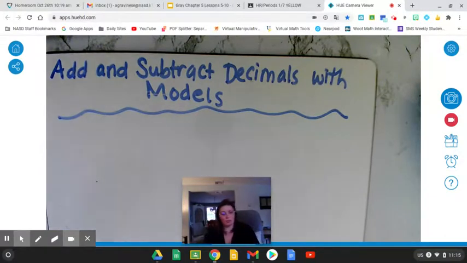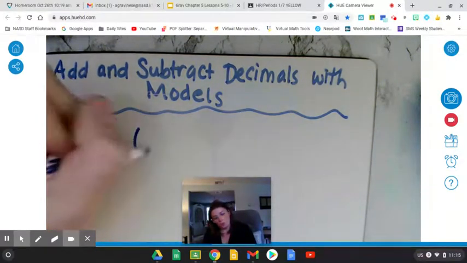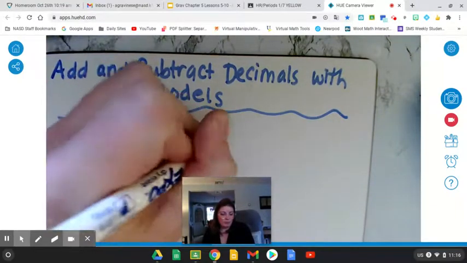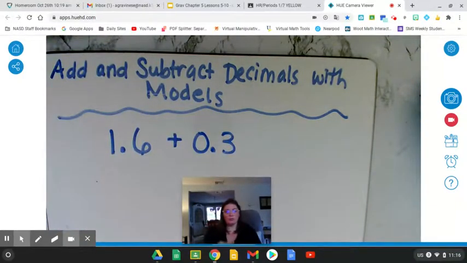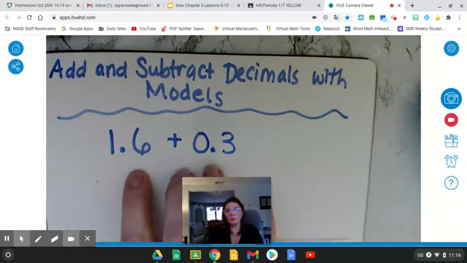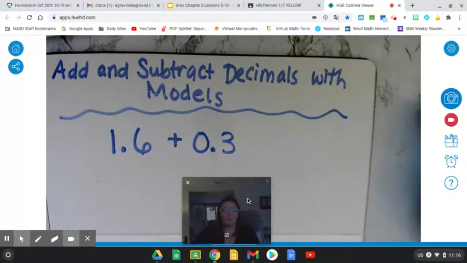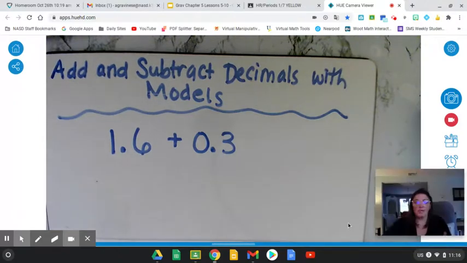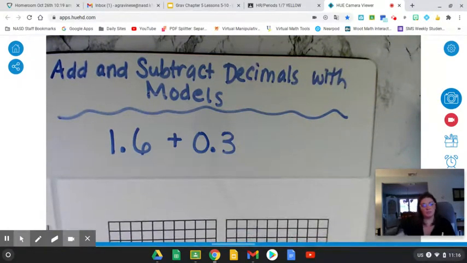For our first example, we're going to add 1 6/10 plus 3/10. Now, if you were still very confused on what this means, what this represents, you may want to pause the video and build that with your models, with your base 10 blocks, first. Otherwise, let's use the models to figure out what 1 6/10 plus 3/10 would equal.